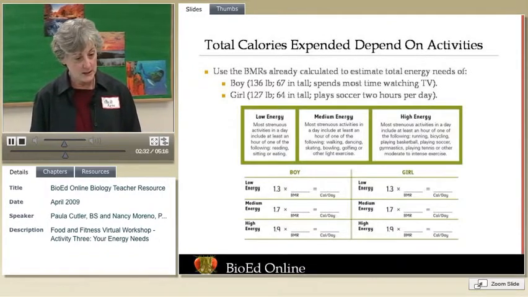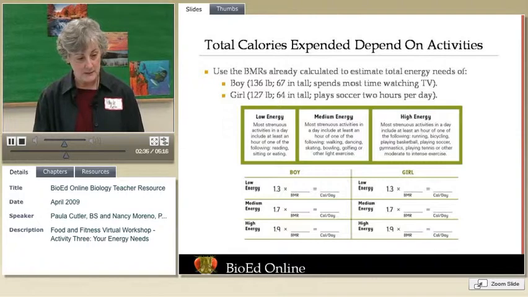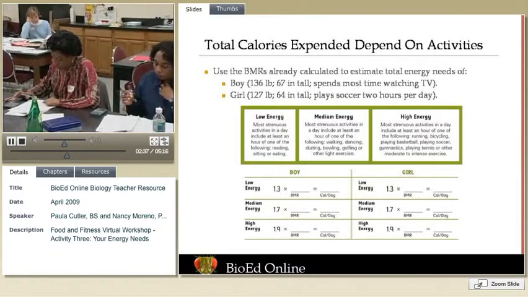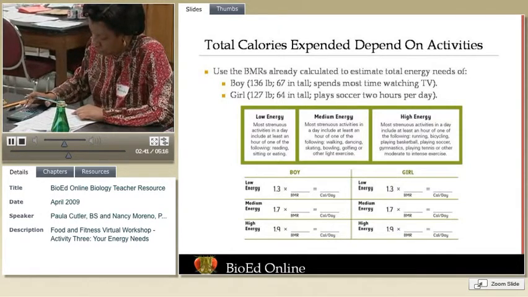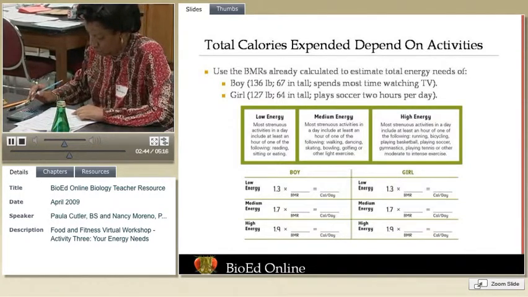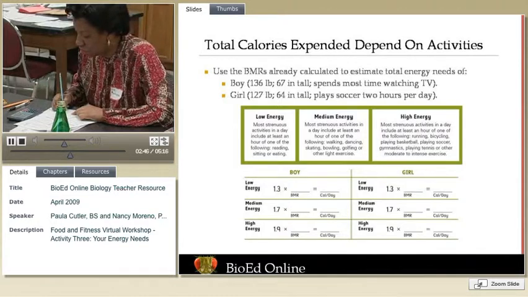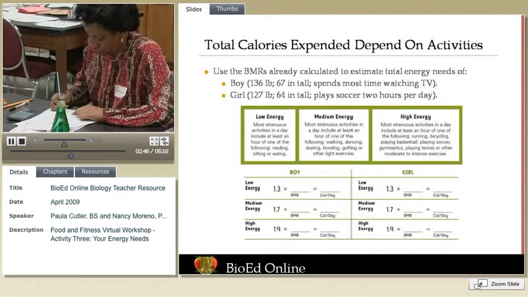Now, go to the next page. And you're going to need the calculations you just made. You're going to decide which category goes with the boy, low, medium, or high, and which goes for the girl, and calculate. So you don't have to calculate all three. Would it be a good idea to make sure that we all had the same numbers from the first page?